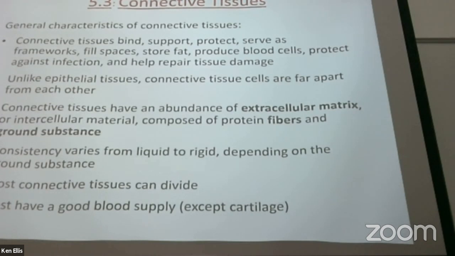Most connective tissue can divide. You need to go. Yeah.